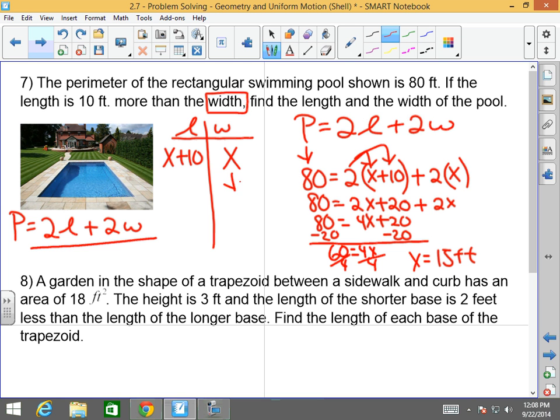So my width is 15 feet. And my length is 15 plus 10, which is 25 feet. And that's my answer.